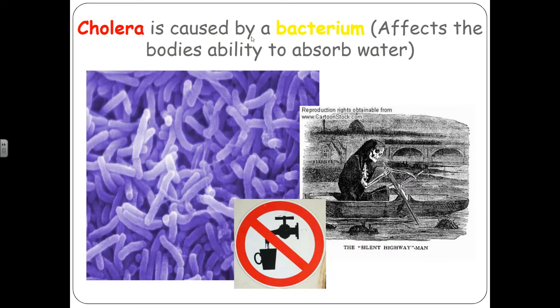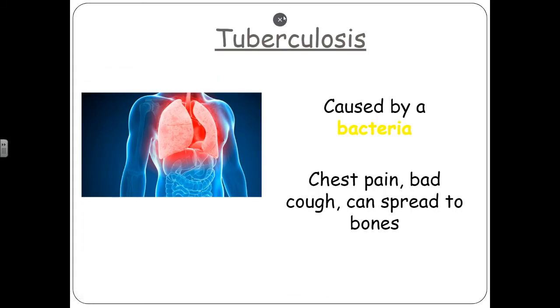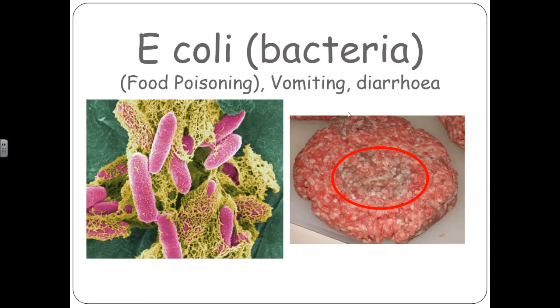Cholera is caused by a bacterium. It affects the body's ability to absorb water. People die from having very watery, rice-like diarrhea. Tuberculosis is caused by bacteria. You get chest pains, a bad cough, and it can spread to your bones or skin even. There's lots of different types of tuberculosis.